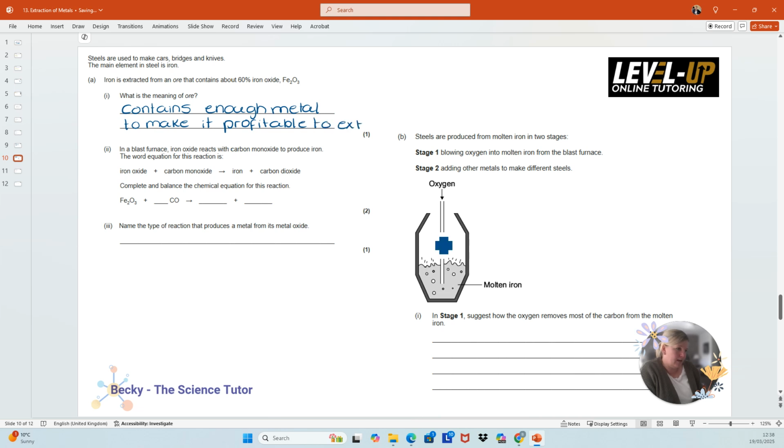Okay, and then we are asked to complete and balance the equation. So here we've got iron. Remember we were given this the other way around in the low level question, weren't we, when we had to write the words. Now we've got the words, we've got to write the symbols. So iron is Fe and carbon dioxide is CO2. And then we've got to balance them.